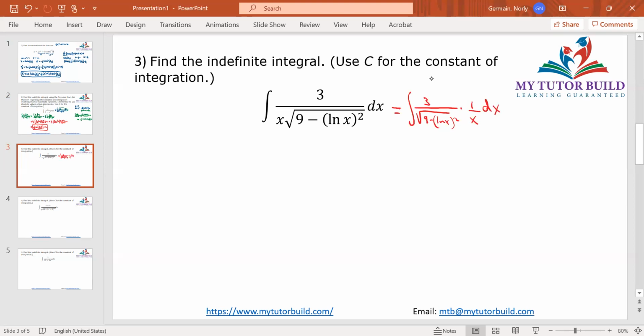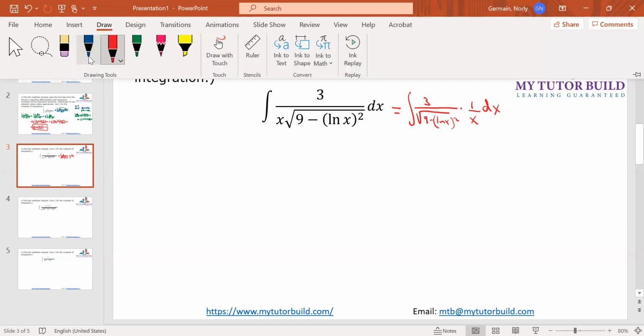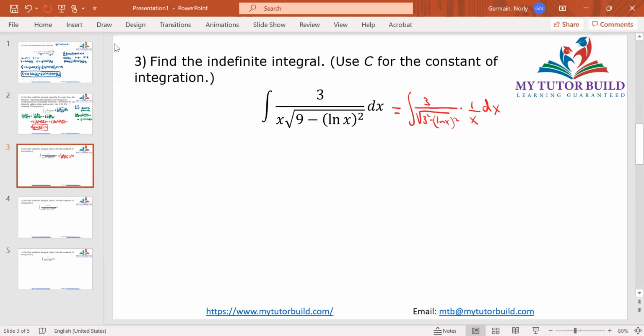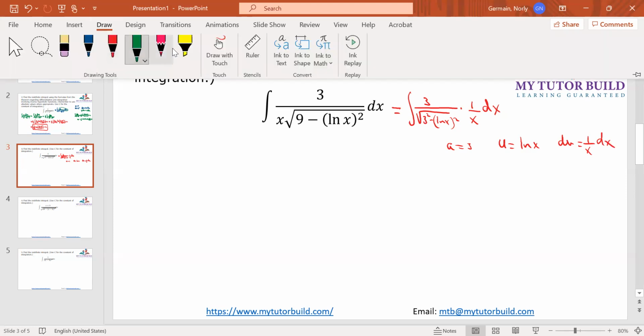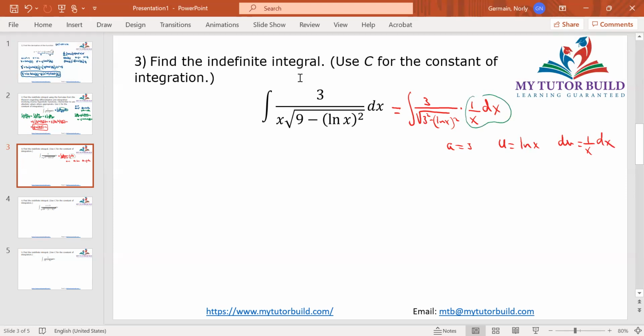Now, if we set u, we know a, we can set a equal 3. Let's remove the 9. I can simply say that 9 is 3 squared. So a is 3, u is ln x. Do you know what is du? If u is ln x, what would be du? Yes, that would be 1 over x dx. All right. Now you see, for this part right here, we can consider it as du.